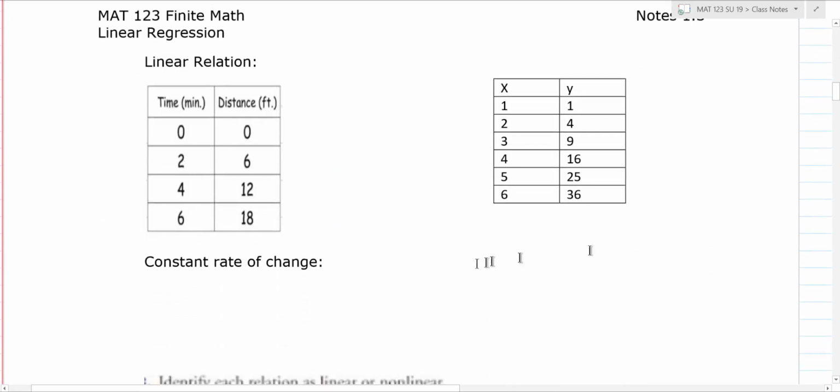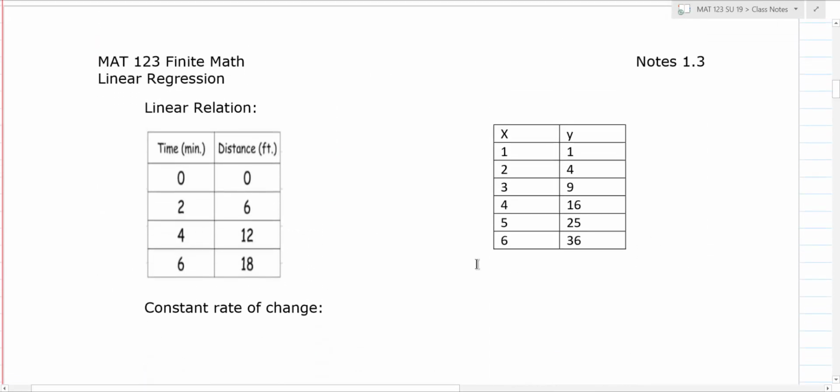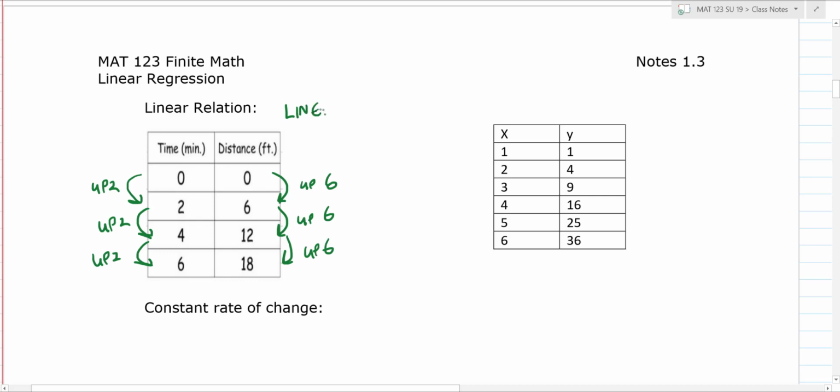All right, so let me just show you this, and then I'll let you make sure that you got this down. So this one right here, this is going to go up 2, and this is going to go up 6. Now we need to make sure it does the same thing throughout the table. So again, from 2 to 4, that's up 2. Again, that's up 6. Okay, same thing here, up 2, up 6. So that is linear.